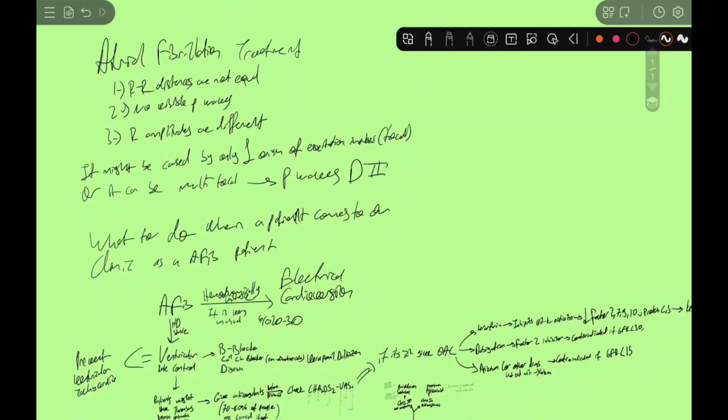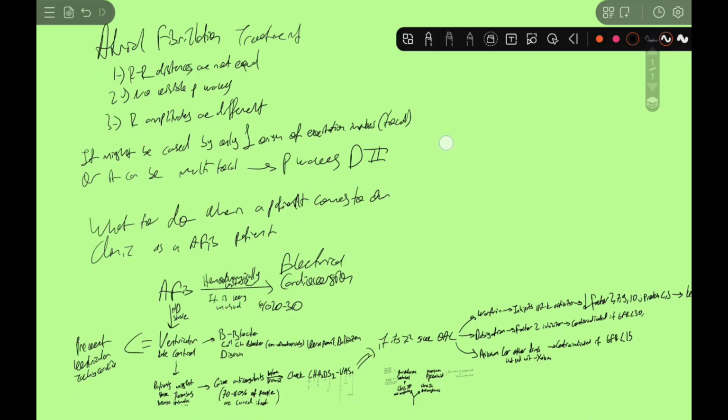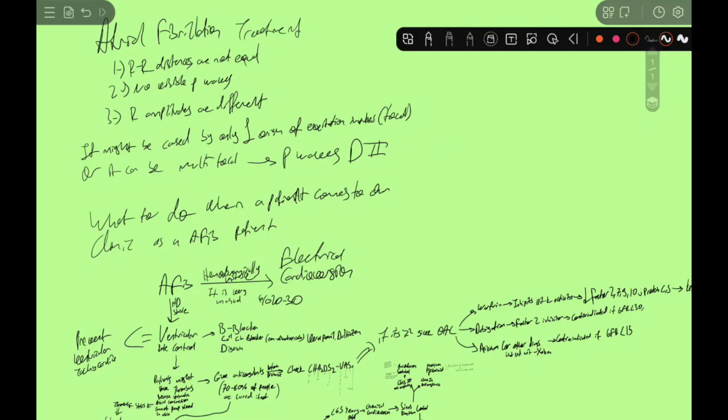Atrial fibrillation might be caused by only one origin of excitation impulses, which is called focal, or it can be caused by multifocal impulses. In order to understand if it's multifocal or focal, we should see P waves in D2.